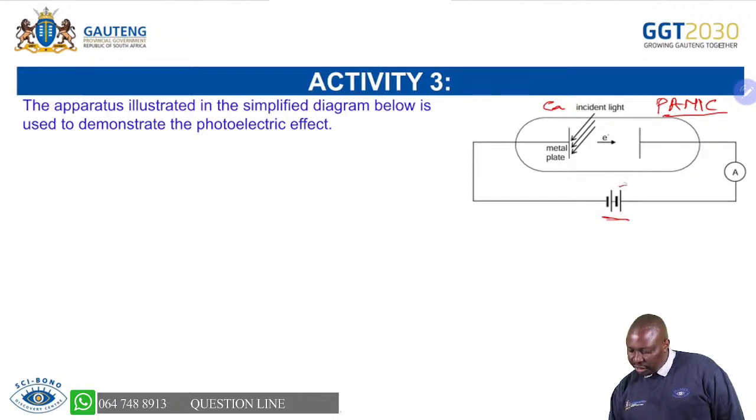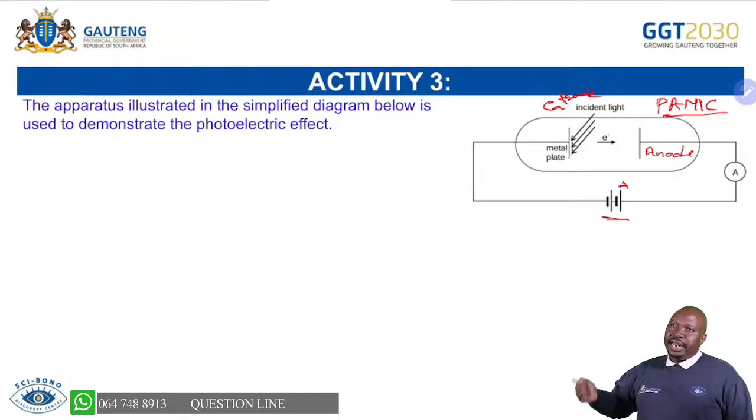Remember, the positive is this bigger one. So on the positive side here we have the anode, and the negative is the cathode in this case. So the negative is the cathode, meaning that the negative side is this side. This is our cathode, so you have to know that it is the cathode.